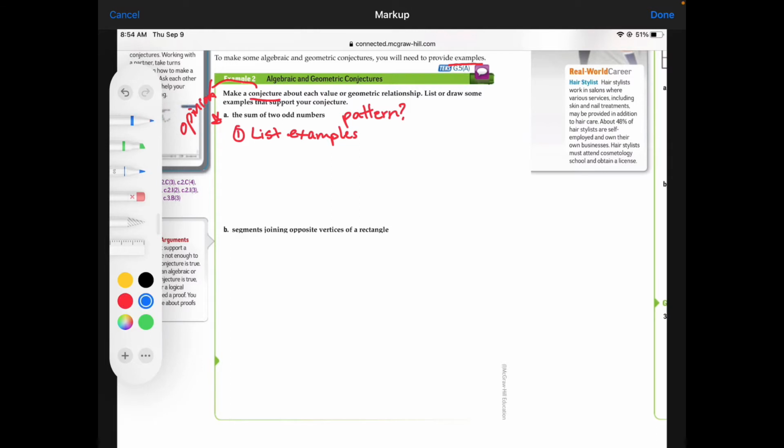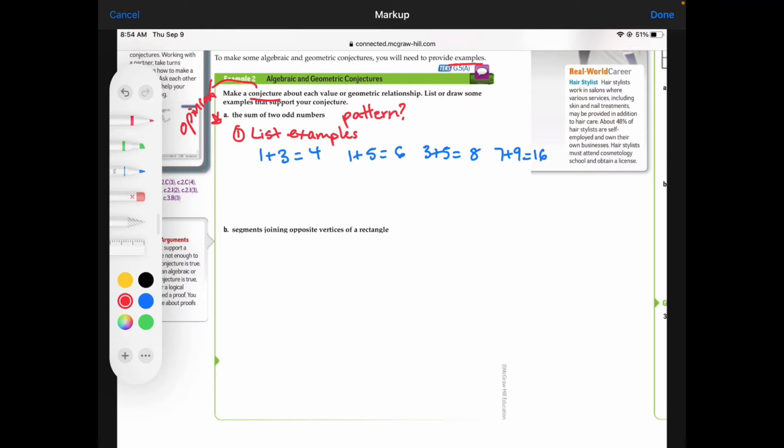So let's list some examples here. Two odd numbers, let's say 1 plus 3. 1 and 3 are two odd numbers. We add them together, we get 4. Let's do another one. 1 plus 5 gives me 6. Let's do another one. 3 plus 5 gives me 8. And 4 is a charm, so let's try another one. 7 plus 9 gives me 16. Make sure that you have enough examples to be able to state a pattern. At least 4 examples would do.